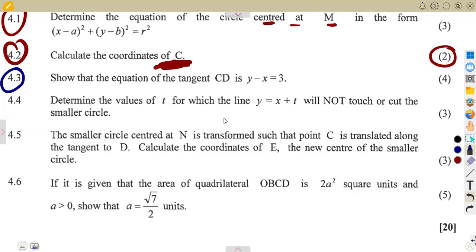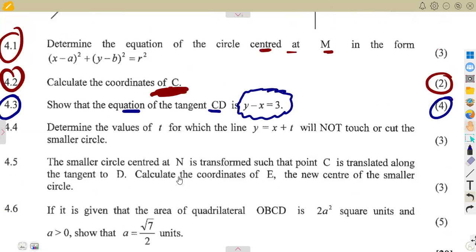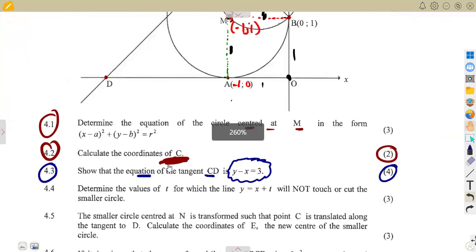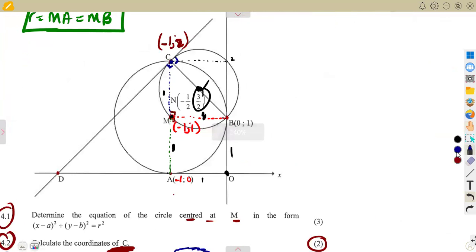Show that the equation of the tangent CD can be given as y minus x is equal to 3, and that's 4 marks for that. Equation of the tangent. Remember, there is a tangent that we are given, CD, that we talked about. CD is a tangent, and what we need there is its equation. Because there's a relationship, you're supposed to know your theorems. A tangent and a radius, they do meet at 90 degrees. That we know. So if these two meet at 90 degrees, we can take advantage of that.